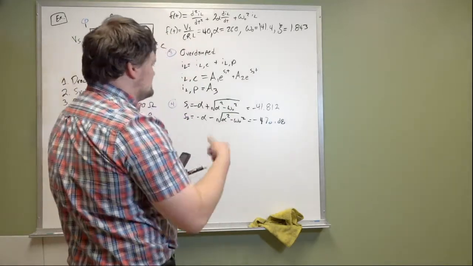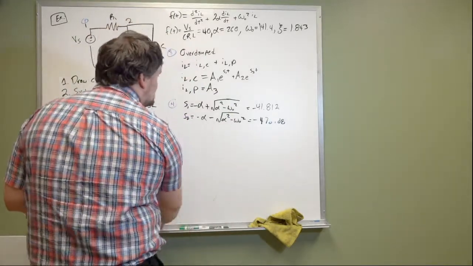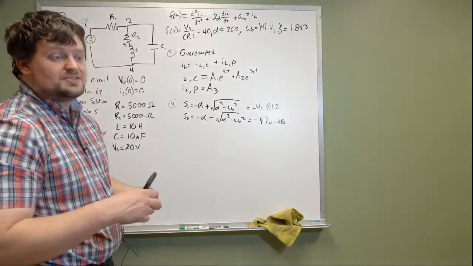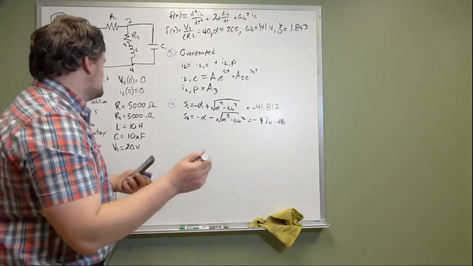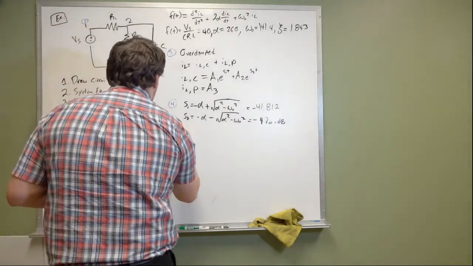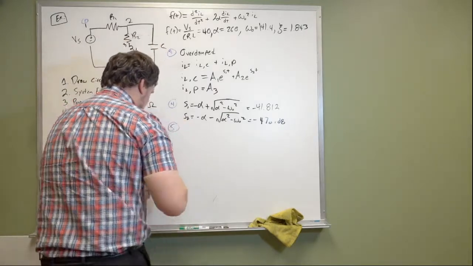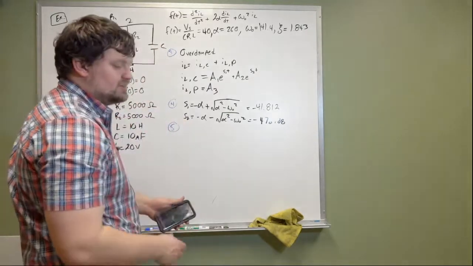Okay, so that's step number 4. That was pretty easy. Not too terrible, definitely not as bad as deriving this. We'll go into step number 5. Now, as I've said, there's 2 approaches to step number 5. One of which is just looking at the system.